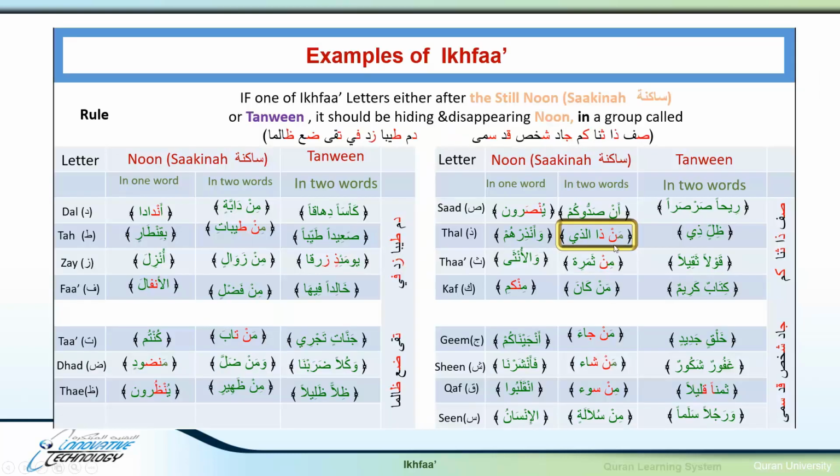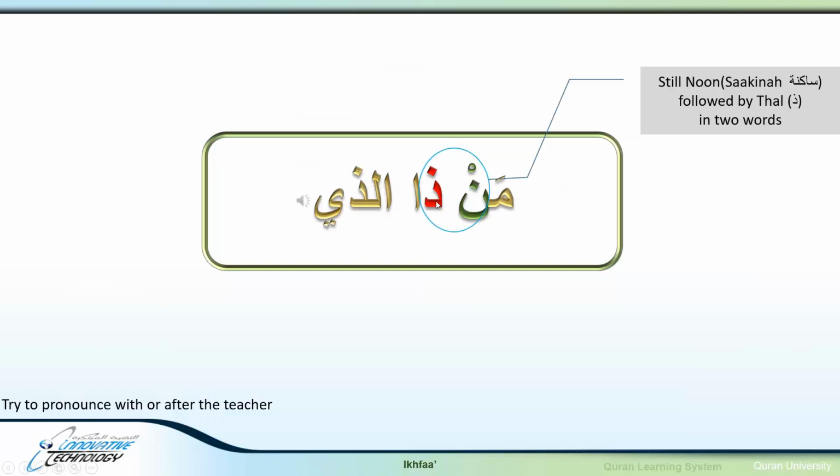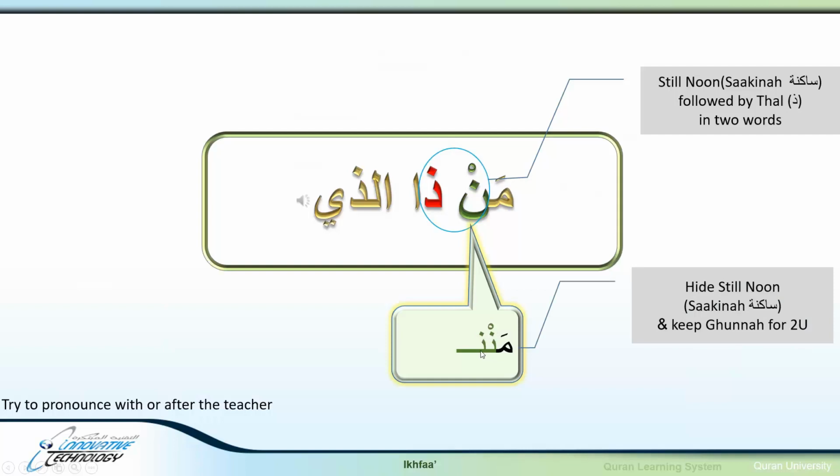The second example, man dhal-ladhi. Here we're taking the Nun Sakinah with a Dhal in two words. Nun Sakinah followed by Dhal with Fatha in two words. And if we apply Ikhfaa for it, we're going to hide the Nun Sakinah and keep the Ghunna for 2 units, as we're going to listen to Shaykh al-Husri pronouncing it like this.